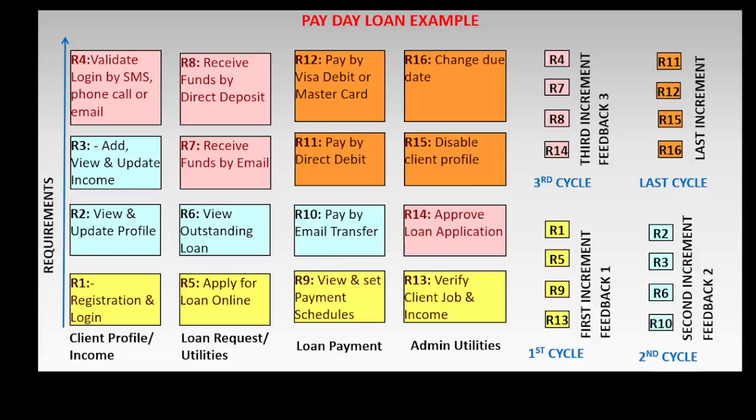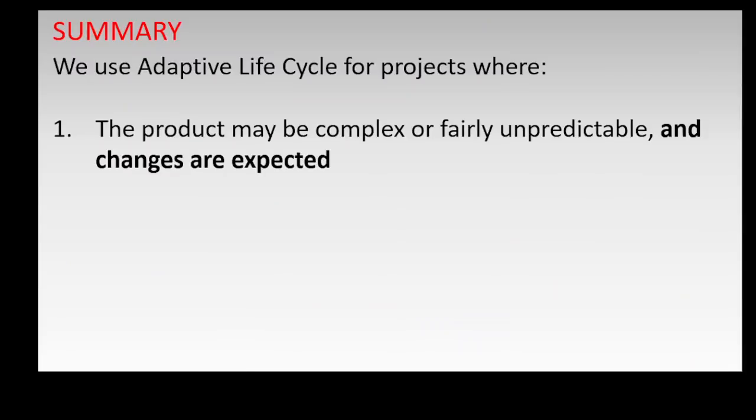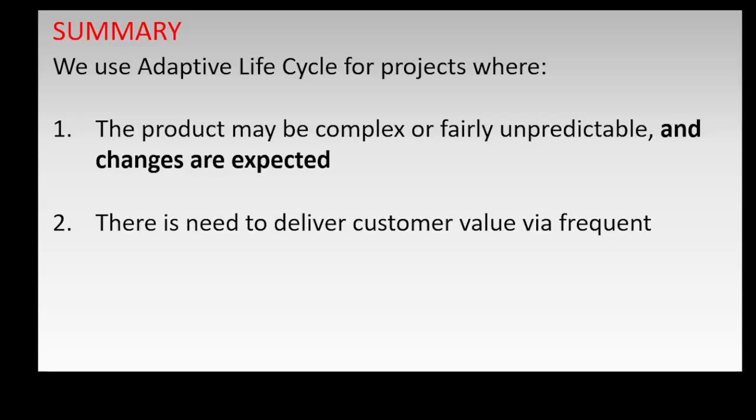Note that in this example, each product increment contains requirements that will deliver the highest value to the customer in each cycle. It could take more than 4 cycles to complete the requirements in this payday loan example. Some requirements in this example are big and could be further broken down. In summary, we use adaptive life cycle for projects where the product may be complex or fairly unpredictable and changes are expected, where there is need to deliver customer value via frequent deliveries and feedback.